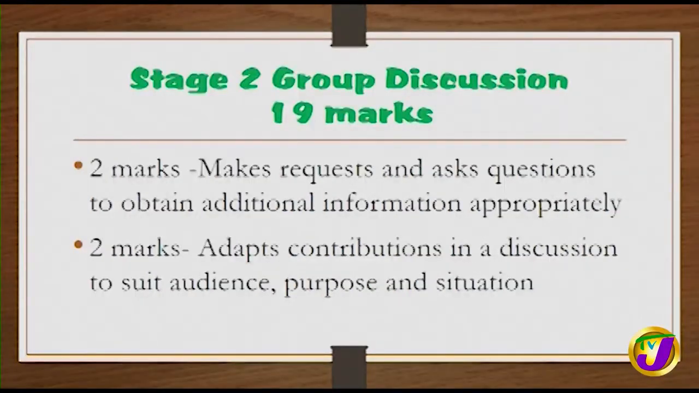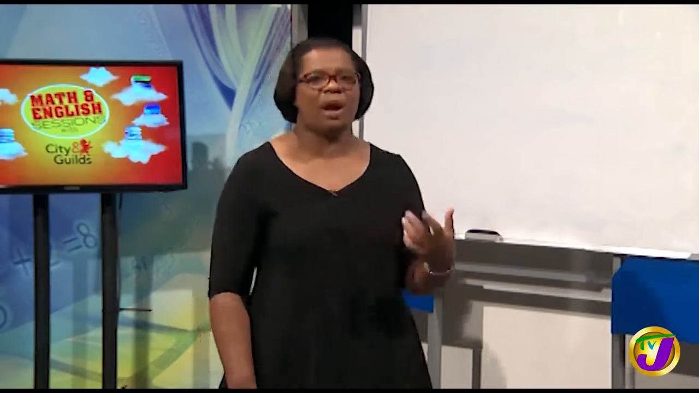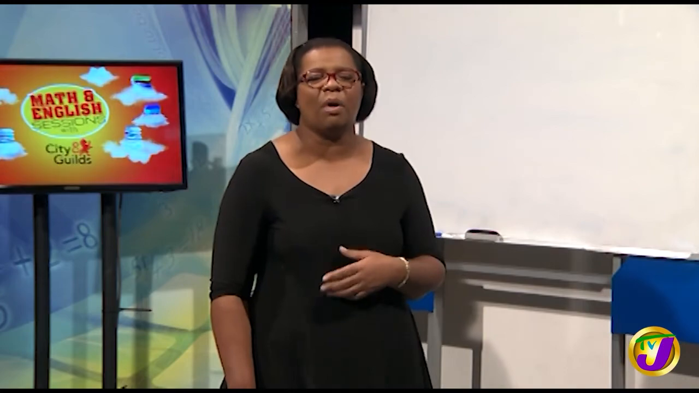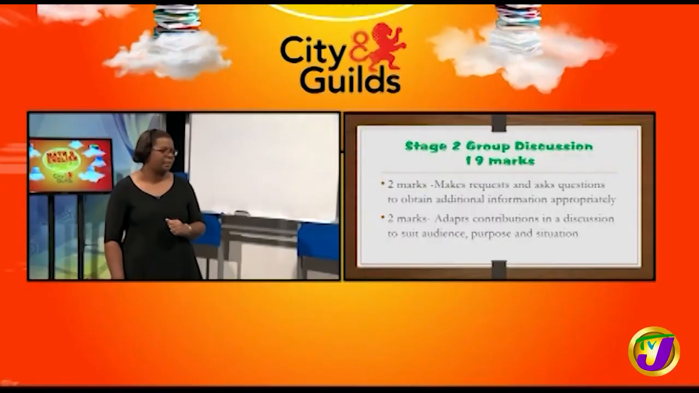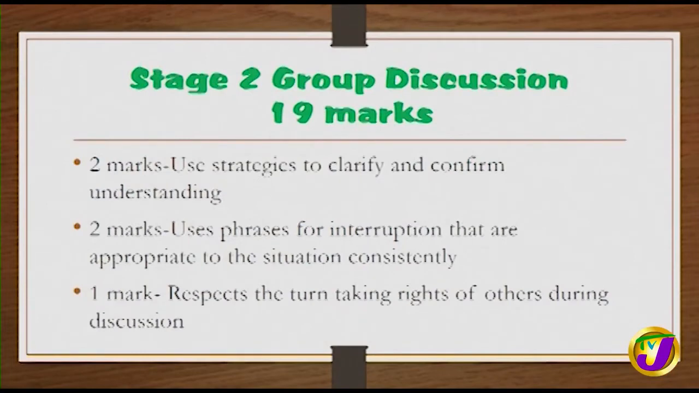And if you adapt contributions in a discussion to suit your audience, your purpose and your situation, you earn another 2 marks. So you may have made a point, but your table members did not fully understand your point. So you're going to make some changes. Maybe you want to use a new example. Maybe you want to paraphrase. Maybe you want to give a different illustration because you want to make sure that people understand what you are saying. If you use strategies to clarify and confirm understanding, you have earned 2 marks.